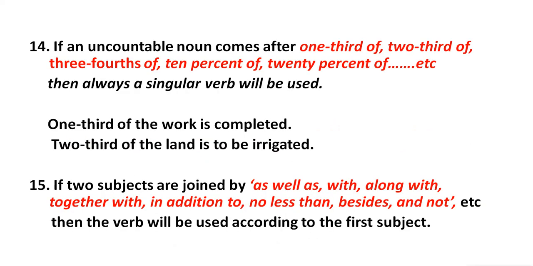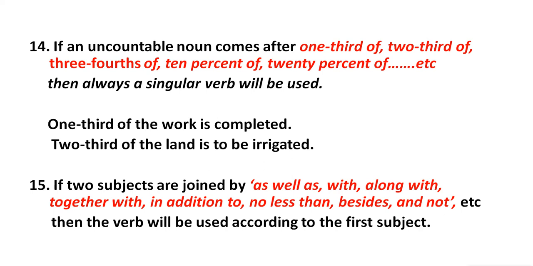Okay, if an uncountable noun comes after 1/3 of, 2/3 of, 3/4 of, 10% of, 20% of, then always a singular verb will be used. You should be very careful. अगर 1/3, 2/3 इन सब के बाद, 20%, 30% इनके बाद अगर कोई अनकाउंटेबल नाउन यूज हो रहा है, uncountable noun, please remember this, in that case singular verb will be used.